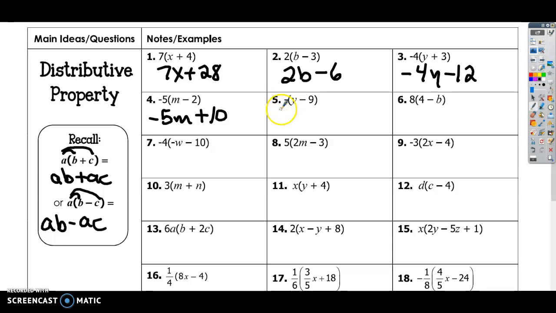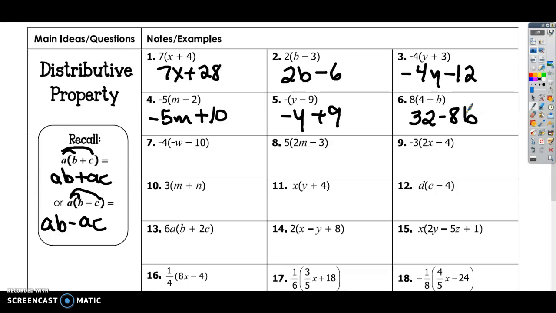All right, number 5 has the negative outside the parentheses, so that's what you're multiplying by now. So negative 1 times y is negative y. And negative 1 times negative 9, again, 2 negatives when you multiply, becomes positive. Number 6, 8 times 4. And 8 times negative b, negative 8b. This time the variable was on the inside, which is okay as well.